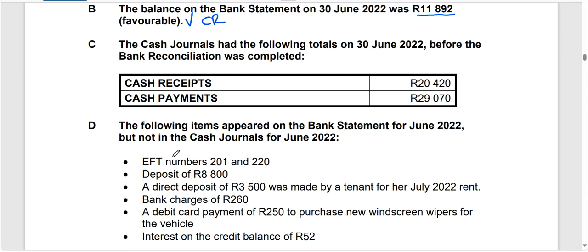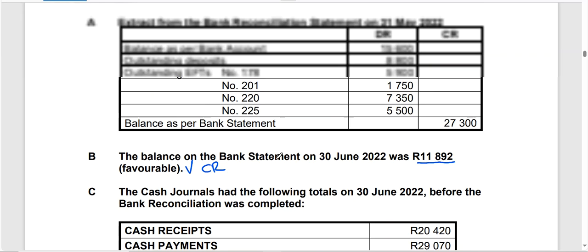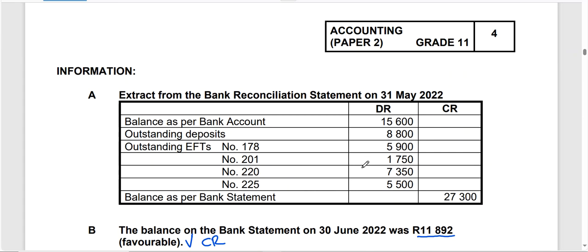Number one, we have EFT number 201 and 220. So we need to check last month's BRS. So if you check, 201 is this one, so it's there. So I'm going to cancel it to show that it has been taken into consideration. And we also have EFT number 220, which also appears.